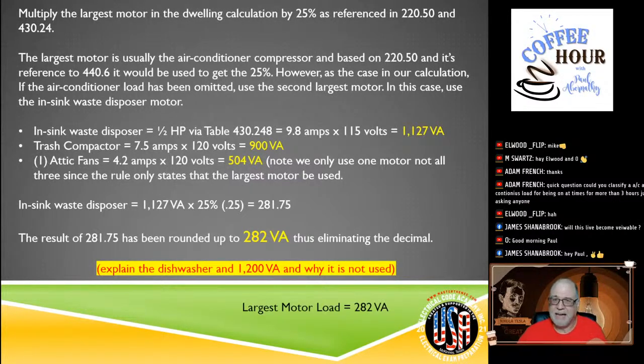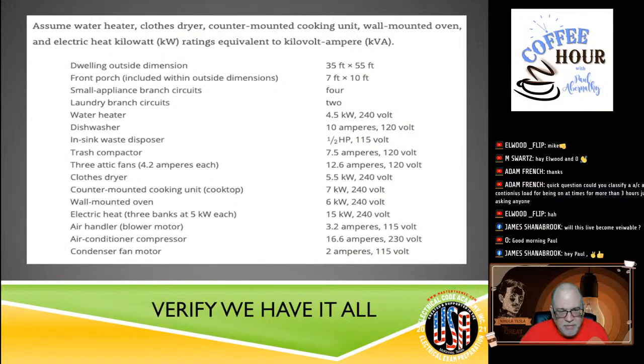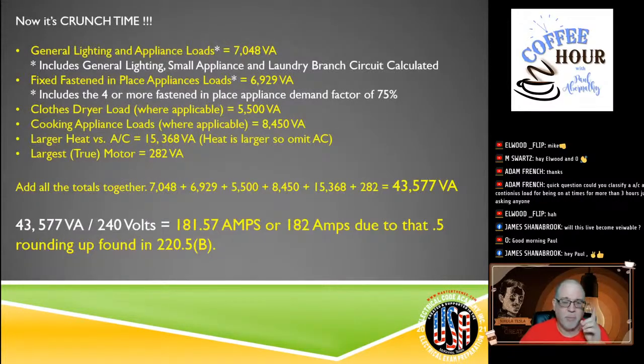So what do we do? We add that to our math. We've covered everything in this list, in this house. Let's go through it. Remember, summary: the general lighting was 7,048. The fixed appliances was 6,929. The clothes dryer was 5,500 VA, applicable if you have a clothes dryer in your dwelling. Cooking appliance, most dwellings have cooking, but if it didn't, you wouldn't add it. If you're doing an exam question that doesn't give you cooking, then I don't assume anything. But anyway, that's 8,450. Then we compared heat versus AC, and in both the 2017 or the 2020 method, the heat was always going to be larger. So we took the heat, and of course, we captured that true largest motor, which was 282 VA.